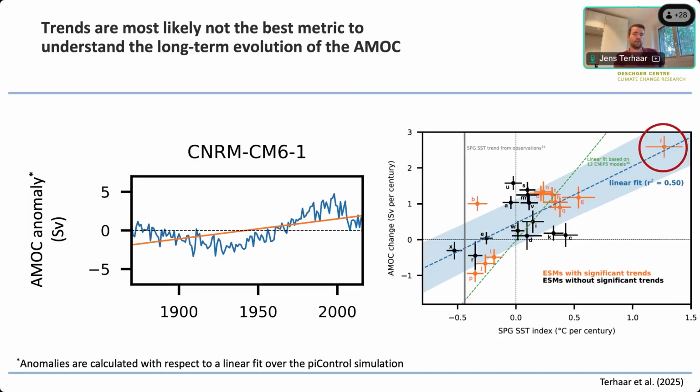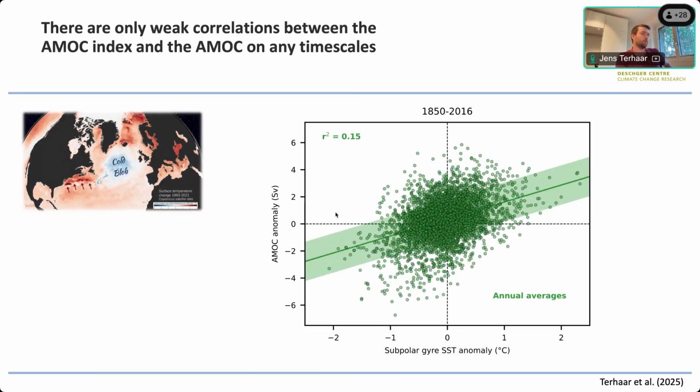So what we did instead is we looked at annual, decadal and centennial averages, to see if we look at one time series, whether at one point in time we can relate the AMOC to the SST index. And we got this. So it's basically just a big cloud.